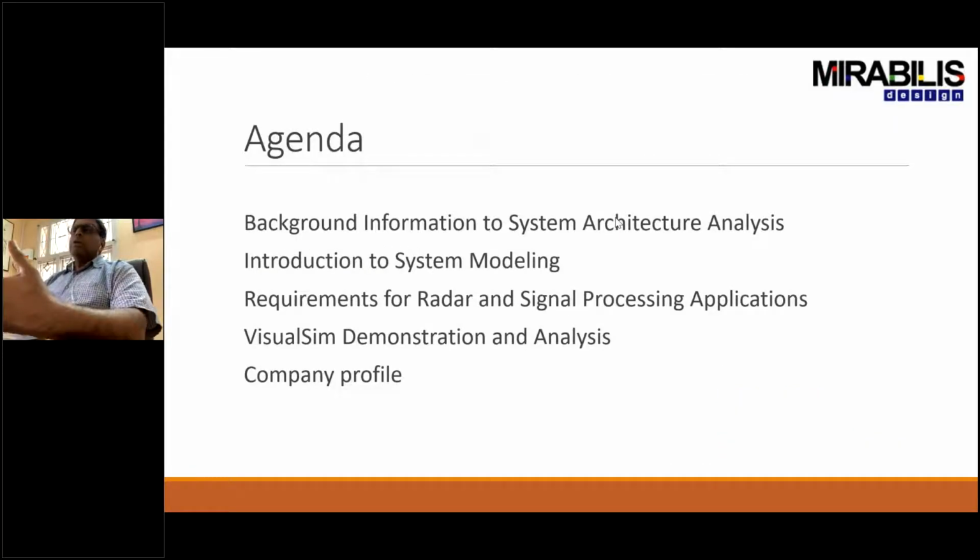Now, we're going to start off with some background information on system architecture exploration, then move to system modeling, and then we're going to look at the specific requirements for radars and signal processing, show you some demonstrations, and then talk a little bit about Mirabilis Design. The presentation is expected to take about 45 minutes, and you would have about 10 minutes for additional conversations and any discussions that might have been skipped during the time.